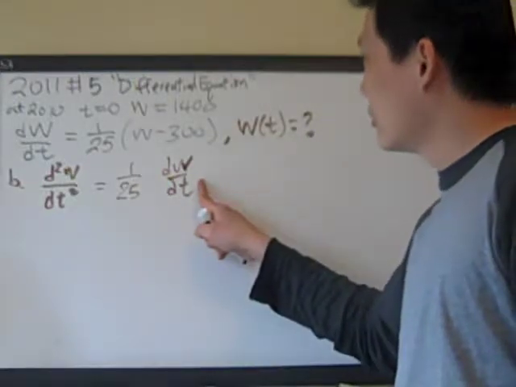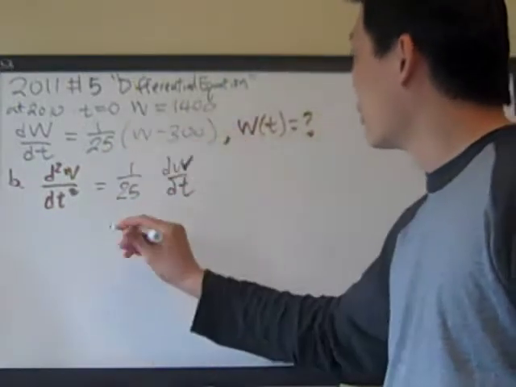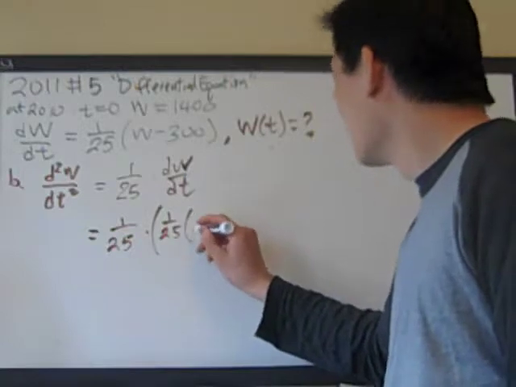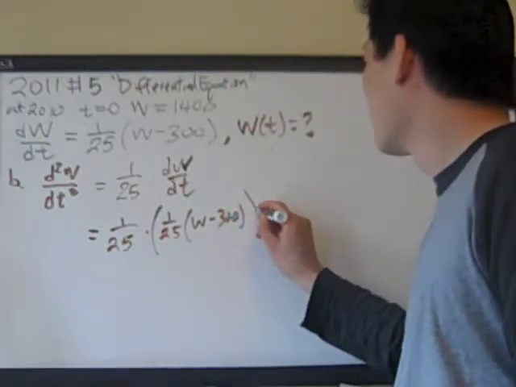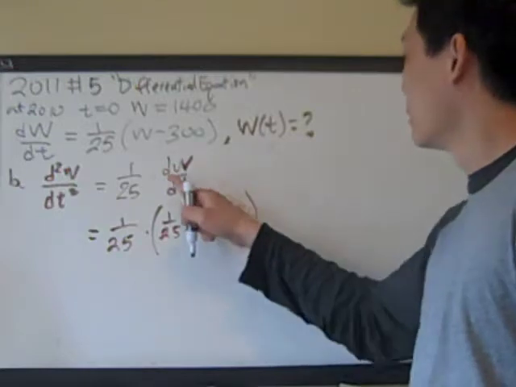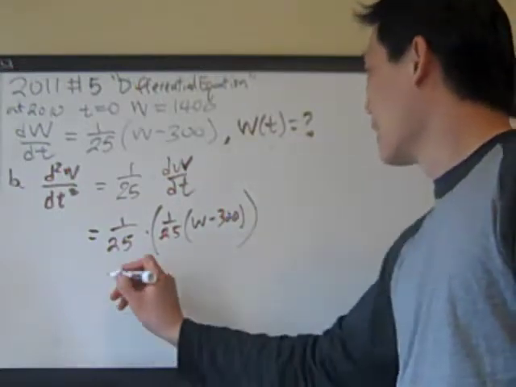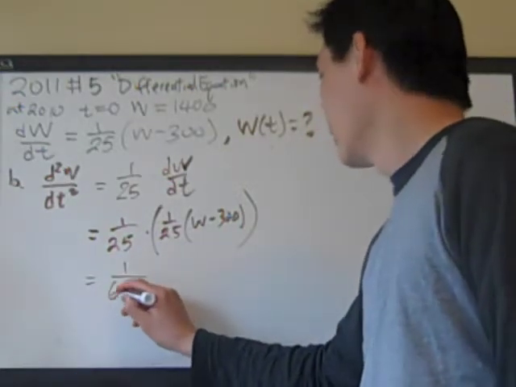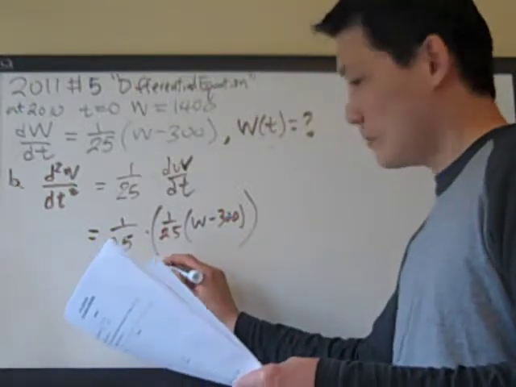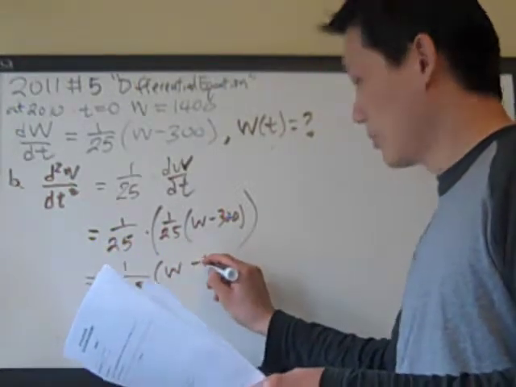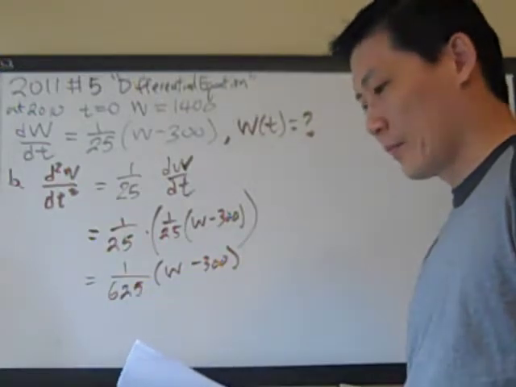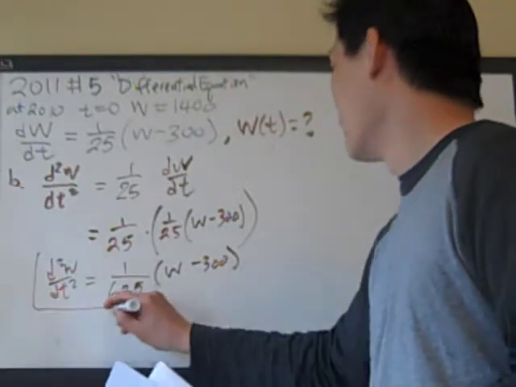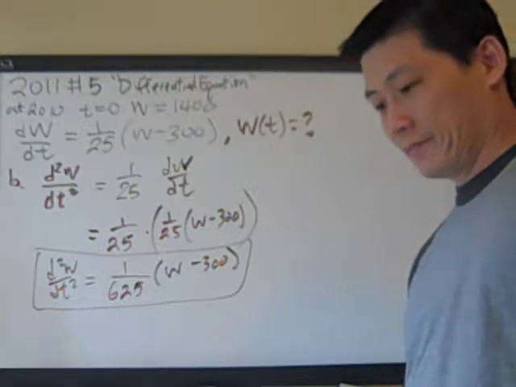But this is dw/dt. The dw/dt is written in this form, so we can say 1/25 times (1/25 times w minus 300). Because this is dw/dt. So we can further simplify that. We get 1/625 times (w minus 300). So here we got our equation for the second derivative.